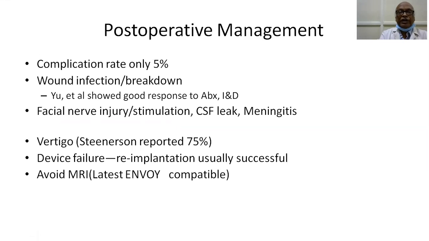And complication rate is very less. Wound infection can occur, but it can be managed. Sometimes facial nerve injury might occur. We should be careful. CSF leak may occur, meningitis may occur, and vertigo is reported in a lot of patients. Sometimes there is a device failure after surgery. You have to explant it, and reimplantation should be done. And usually MRI cannot be done once cochlear implantation is done, because there is a magnet in the cochlear implant.